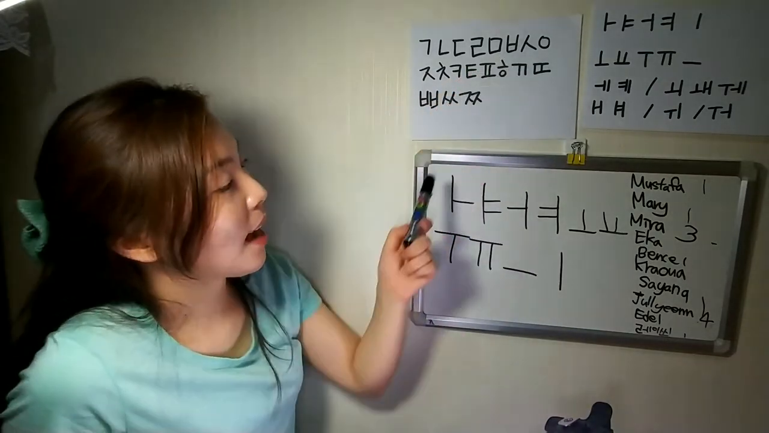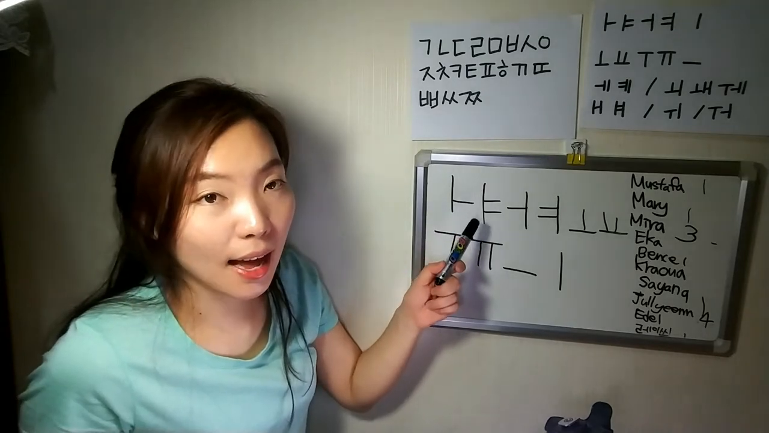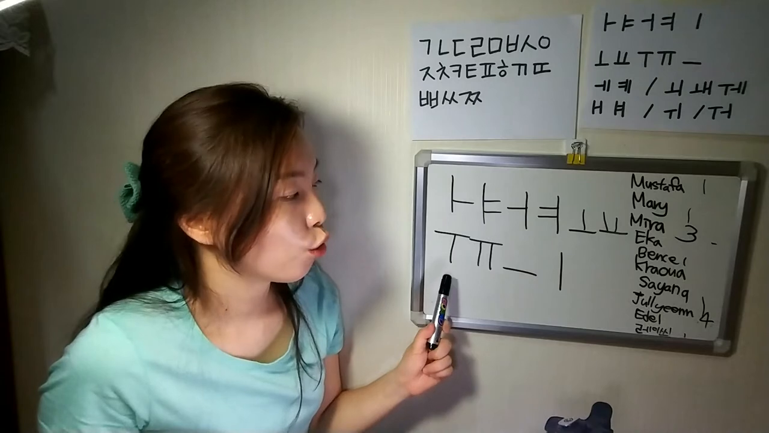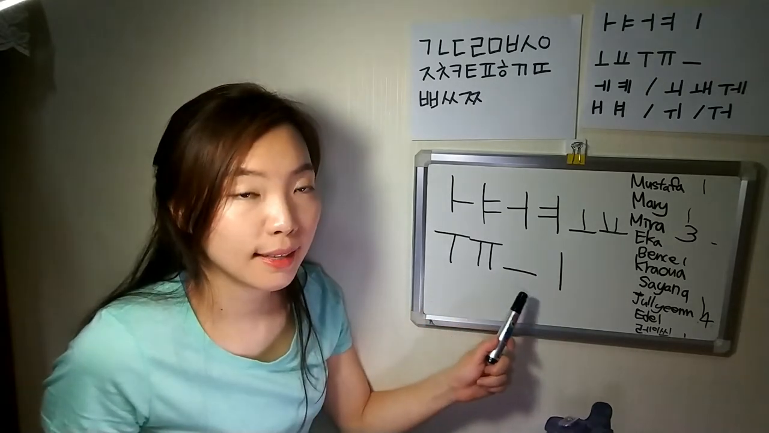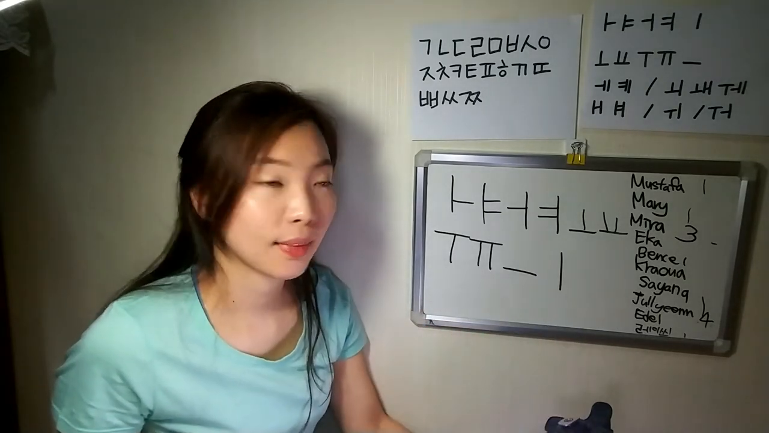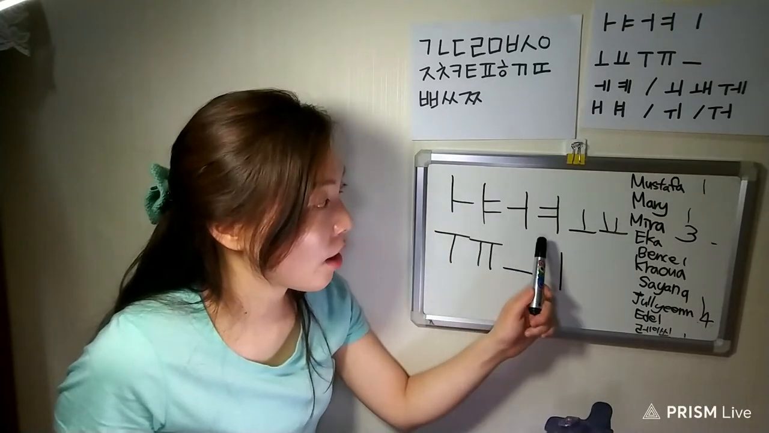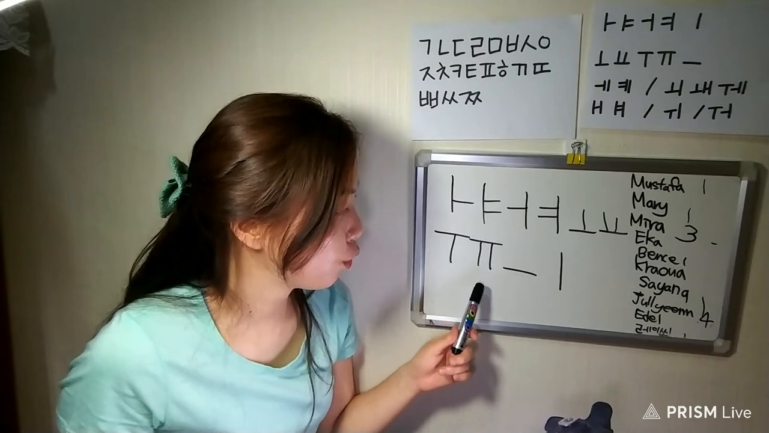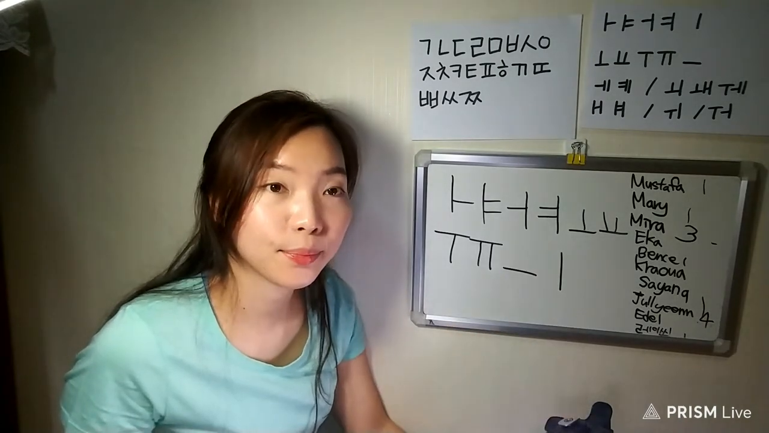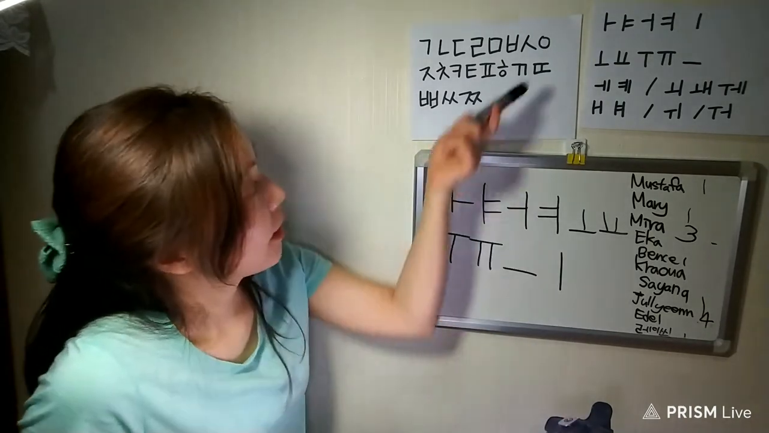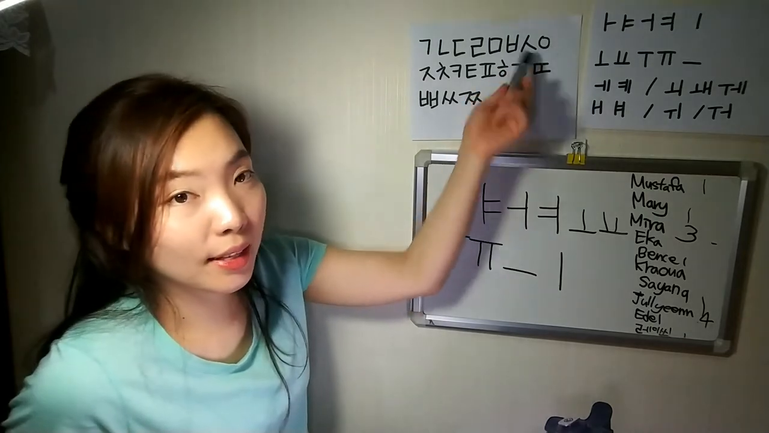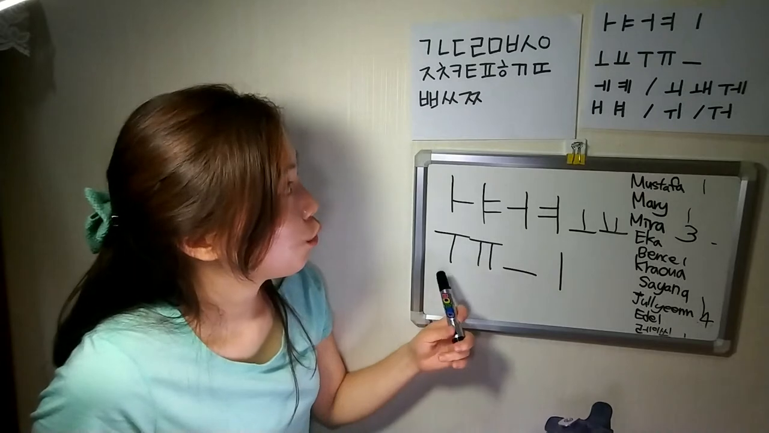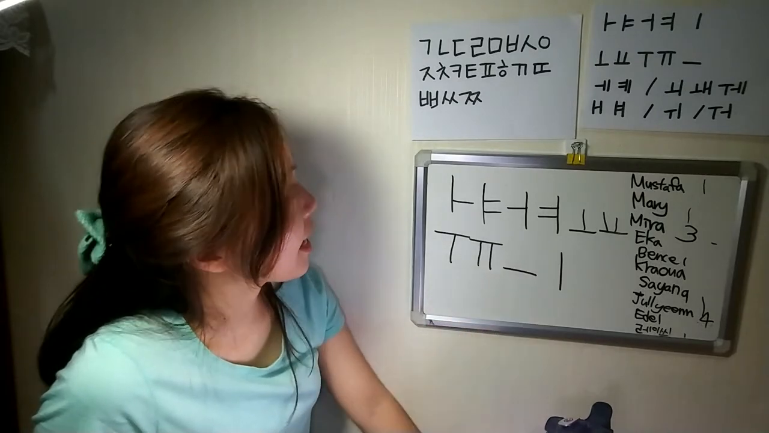Move on. Sa, sha, so, sho, so, sho, su, shu, su, si. Okay, you already know this sound. A, ya, o, yo, o, yo, u, i.